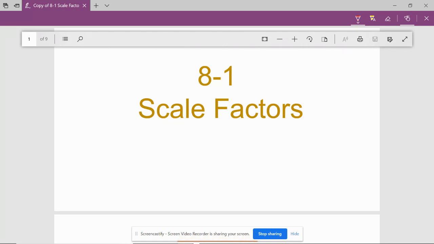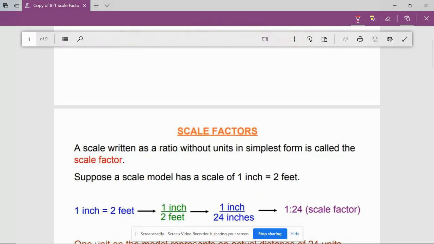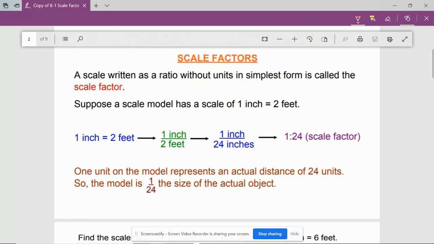As we look at scale factors, this is just a little bit different, but it's kind of built off the same thing. A scale written as a ratio without units in simplest form is called a scale factor.